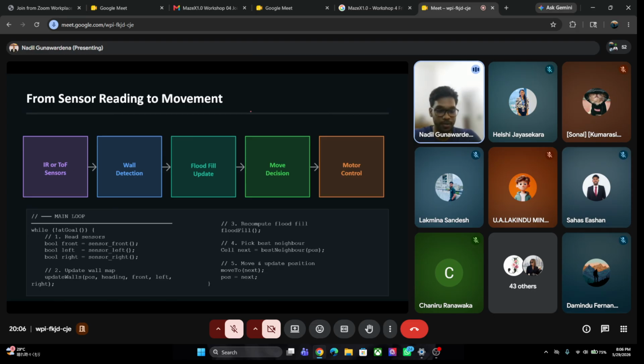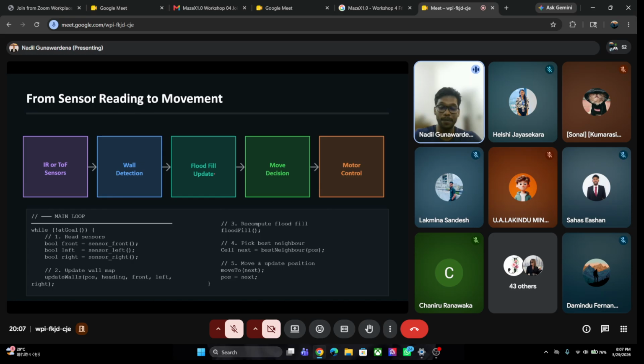Then from those readings, we can say, okay, there is a wall on the left hand side or front or right side. We detect walls. Okay, we get the sensor readings, we detect walls from those readings, and then we do the flood fill update, if and only if the wall that has been detected is blocking our path to the goal, right? Only then, otherwise your micromouse will slow down.